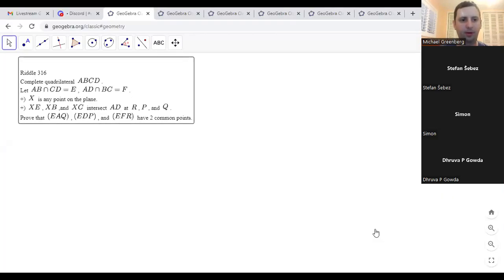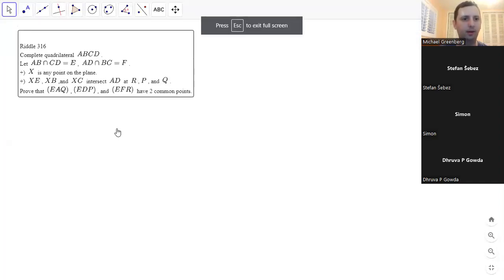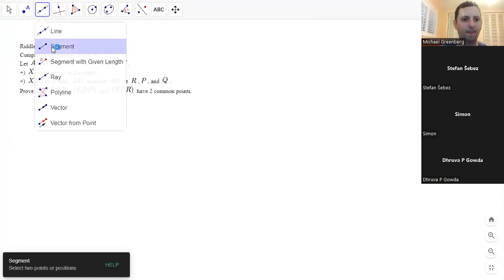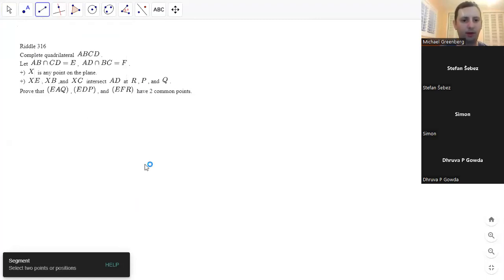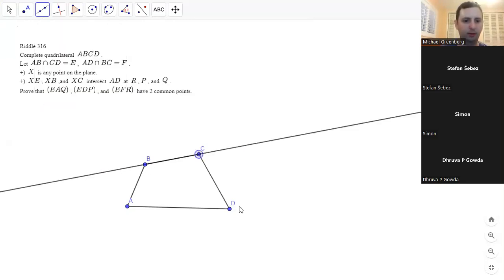Here we go. So here's the first problem. We have a complete quadrilateral ABCD and any point X. So we have A, B, C, D, and I want to make it so I can see the intersections of those: BC and AD, and AB and CD. So let's see how this looks.